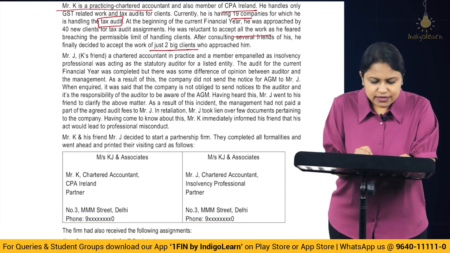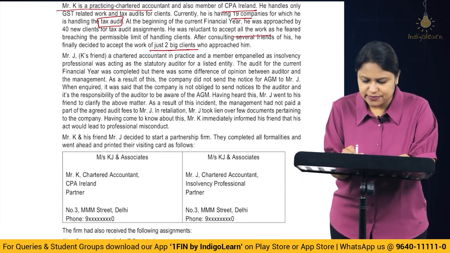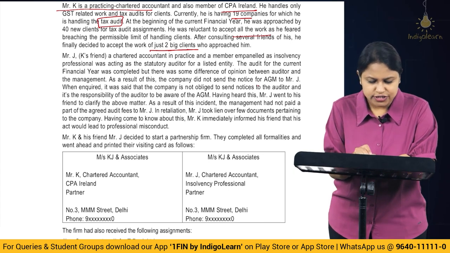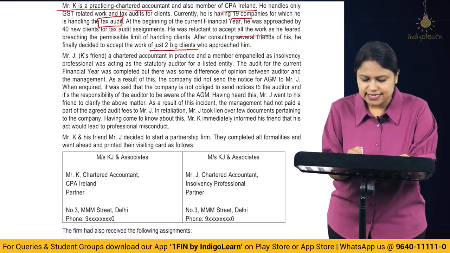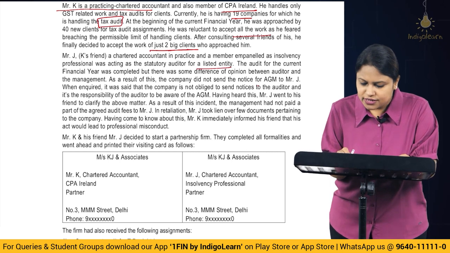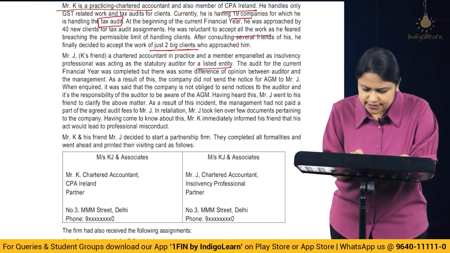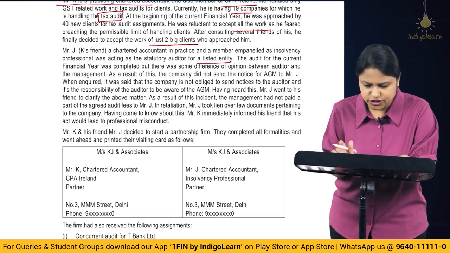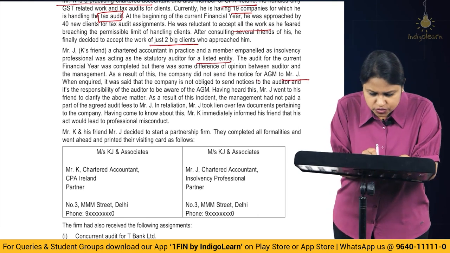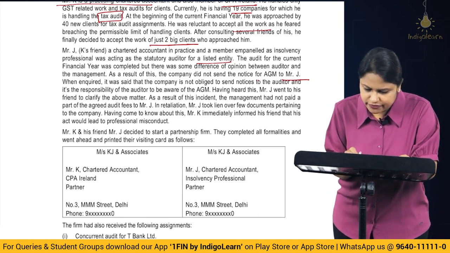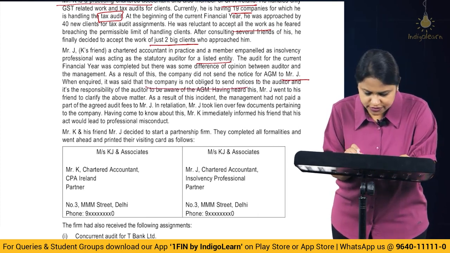Mr. J, K's friend, a chartered accountant in practice and a member empaneled as insolvency professional, was acting as a statutory auditor for the listed entity. The audit for the current financial year was completed, but there was some difference of opinion between the auditor and the management. As a result of this, the company did not send the notice of AGM to Mr. J. Okay, notice has not been sent. When inquired, the company said it did not have any obligation.